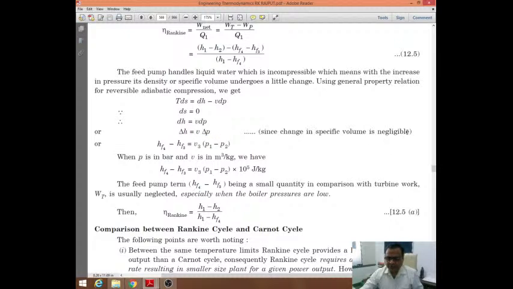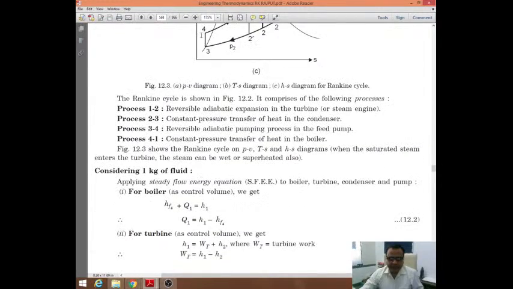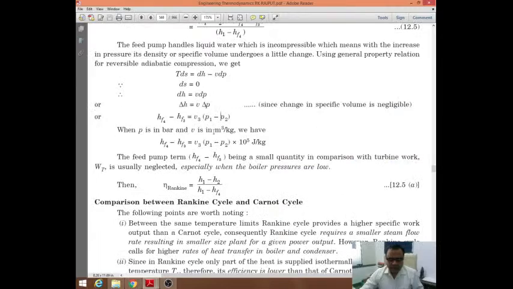Since the change in specific volume is negligible, then we can write delta H is what? HF4 minus HF3, and that is equal to V3, that is the volume at point 3, into (P1 minus P2), where P1 is the boiler pressure and P2 is the condenser pressure. So these two values are known, and now we can arrange these things in this fashion, that is HF4 minus HF3 is equal to V3 into (P1 minus P2).